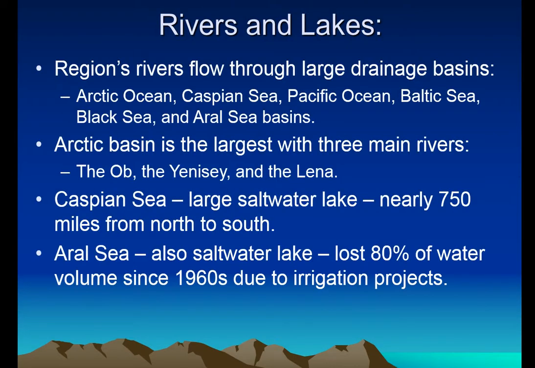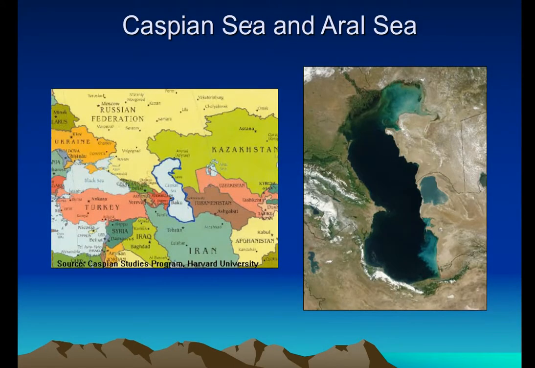Rivers and lakes. The region's rivers flow through large drainage basins, and they head out to the specific areas that are labeled right there. The Arctic Basin is the largest, with the 3 main rivers, the Ob, the Yenisei, and the Lena. The Caspian Sea is the largest saltwater lake, nearly 750 miles from north to south, so it's a pretty good sized lake. The Aral Sea, also saltwater, is a very important part of the area, but has lost 80% of its water volume since the 1960s because of irrigation projects in the southern parts. You can see pictures of the Caspian in the aerial.